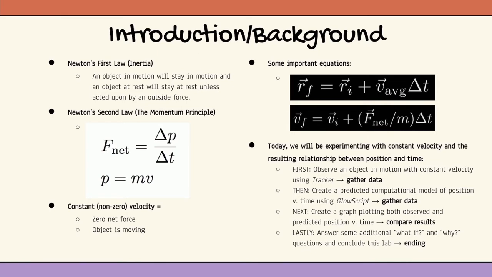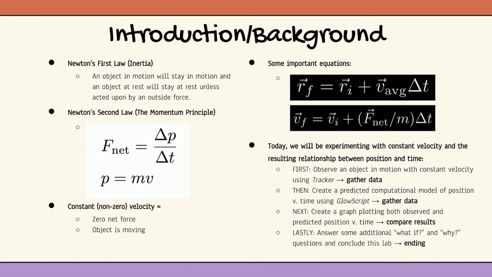And we have constant velocity, which means there's a zero net force acting upon the object. However, this does not mean that the object is stationary. It can, of course, also be moving. Some important equations that can be derived from Newton's laws include the updated position formula and the updated velocity formula. In the velocity formula, you can see that if F net is equal to 0, then the final velocity is equal to the initial velocity, making it constant.